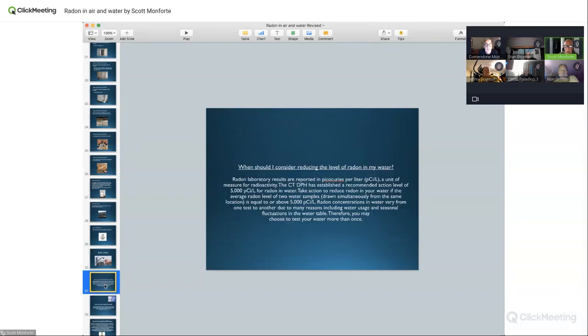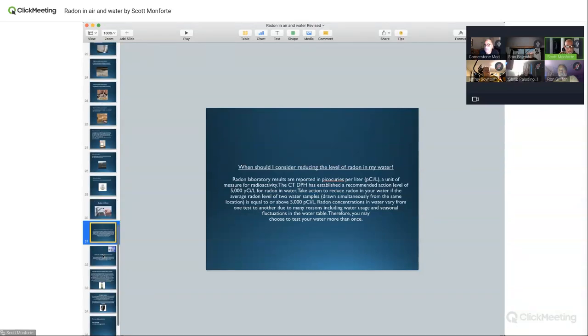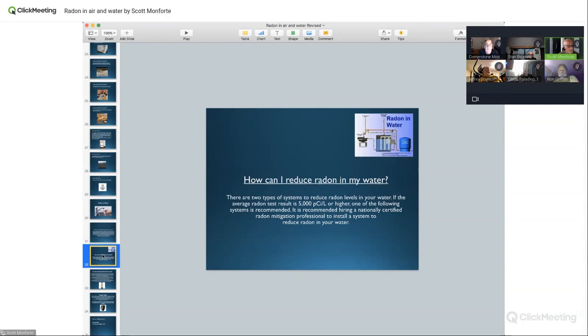Let's go quickly over radon and water. Connecticut's action level is 5,000. They recommend mitigation, and over 10, they want to go with aeration. What's the difference? You have carbon and you have aeration systems. Carbon is basically a big filter, and it works by a process called adsorption. The radon molecules fill up the spaces in between the carbon, and it takes the radon out of the water. It's passive: no mechanical parts, no pumps, no pressure switches. It just has to be changed.